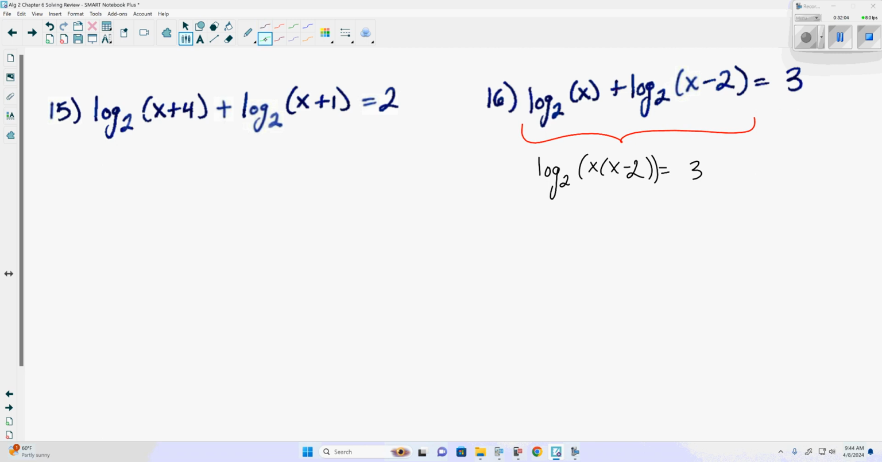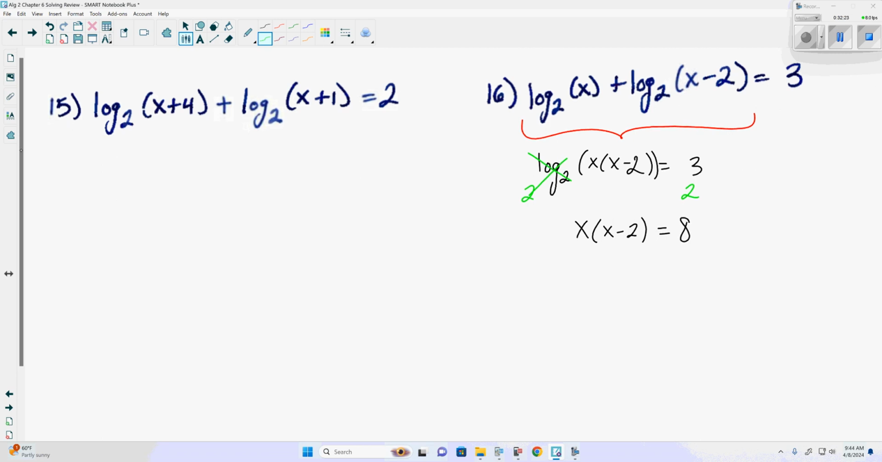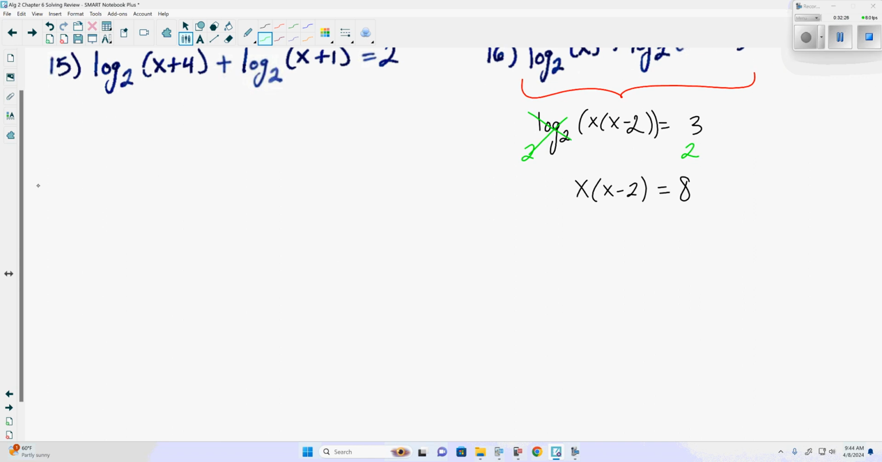Questions on this here? Now it's just the same as what we've been doing before. We're going to put both sides to the base of 2, because our 2 to the log base 2 would cancel, telling us that we have x times x minus 2 is equal to 2 to the third, and 2 to the third power is indeed 8. Questions on how we got to this point here?